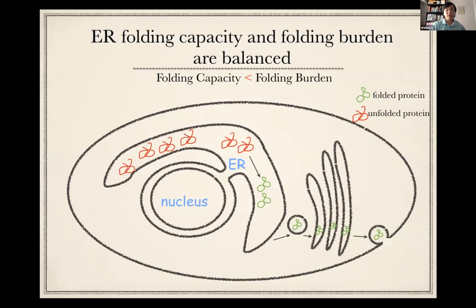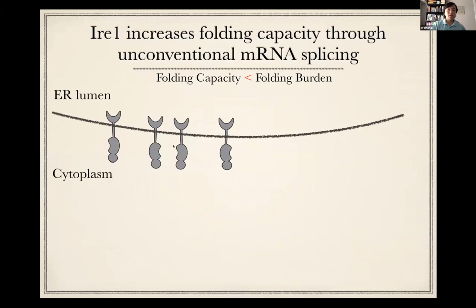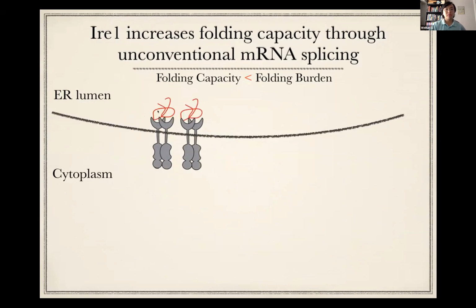For today's talk, I'll focus on the most evolutionarily conserved branch of the unfolded protein response, which is mediated by this protein called IRE1. So I'll zoom into IRE1. IRE1 is an ER transmembrane protein. It has an ER luminal domain and a cytoplasmic domain. Upon accumulation of unfolded proteins, the luminal domain of IRE1 can recognize these unfolded proteins and trigger dimerization and oligomerization. Subsequently, the oligomerization and dimerization would activate the cytoplasmic RNase domain of IRE1.